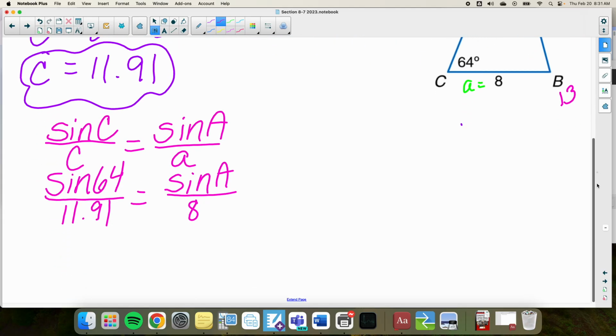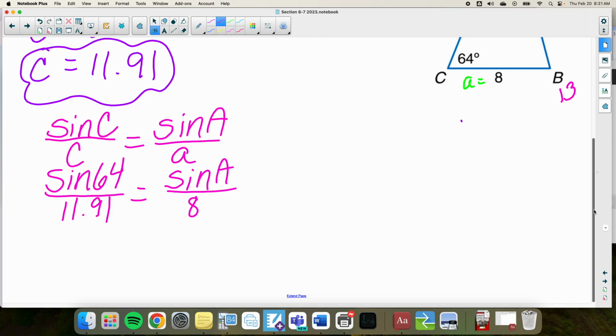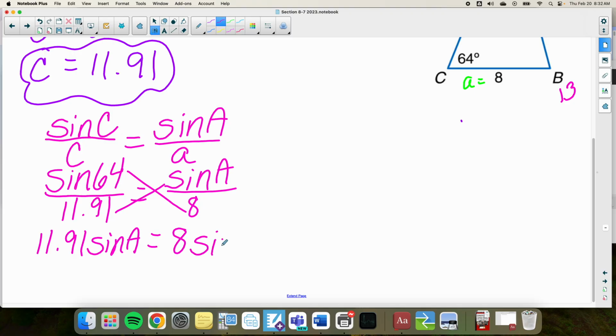Okay? And now I have to do cross product. So I am going to multiply these two and multiply these two. And I'm actually going to do the one that has sine of A on the left. You don't have to do this. I like to have the sine of A on the left when I do my cross products. And so then I'm going to do equals 8 sine of 64. Okay? And we need to solve this.